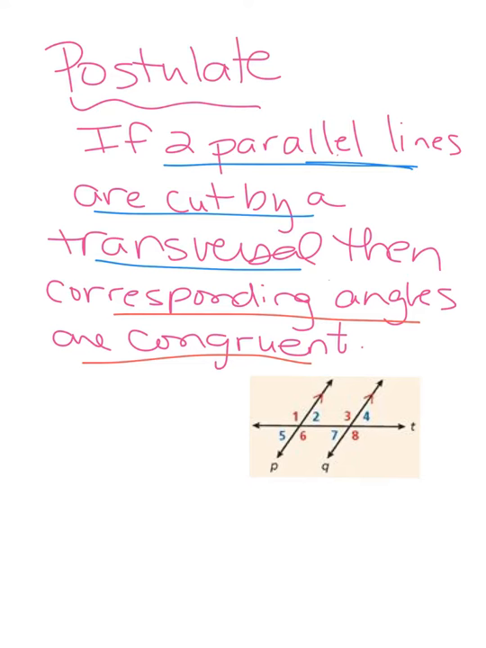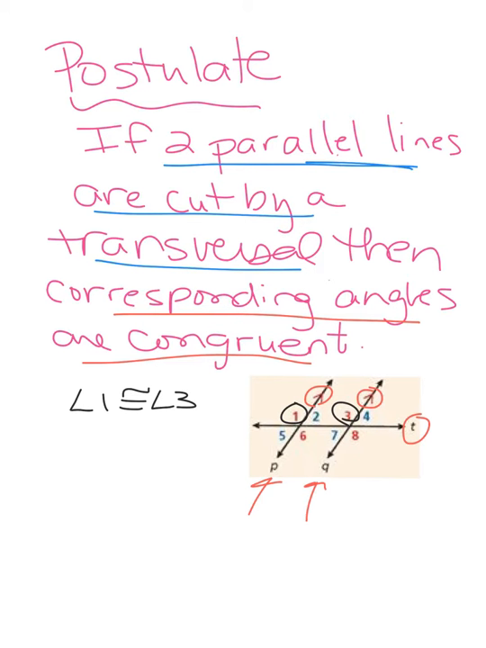So in this example, our transversal is this T. Our parallel lines are P and Q. And again, they have this marker right here, which means that they're parallel. Corresponding angles, if you remember from the last lesson, are angles that are in the same position. So for instance, angle 1 and angle 3 are in the same position. They're corresponding angles. So we can say that angle 1 is congruent to angle 3.